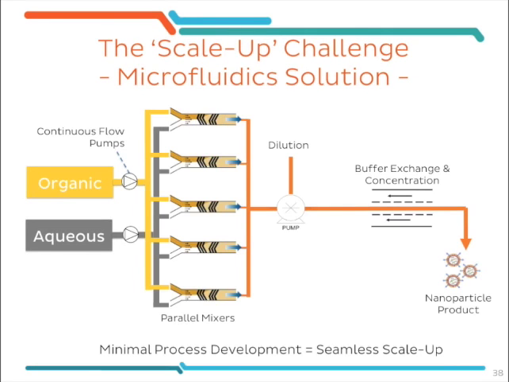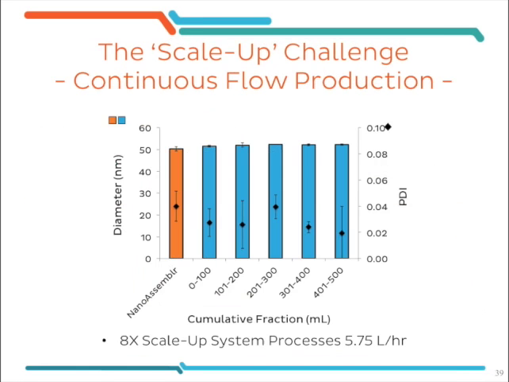I can even put several microfluidic mixing channels in parallel, and thereby I can increase the total throughput of the device. And then thinking more in the industrial field here, I can add further steps after the nanoprecipitation, such as buffer exchange or concentration through diafiltration, for example, to get an all-in-one inline process for the nanoparticle production. And that is exactly what we do with the NanoAssembler scale-up system.